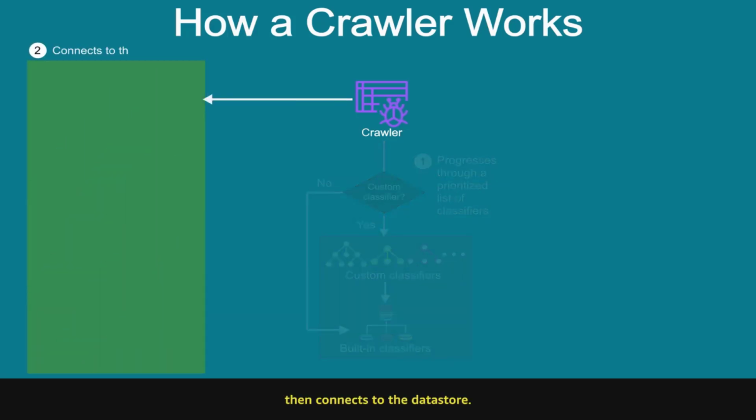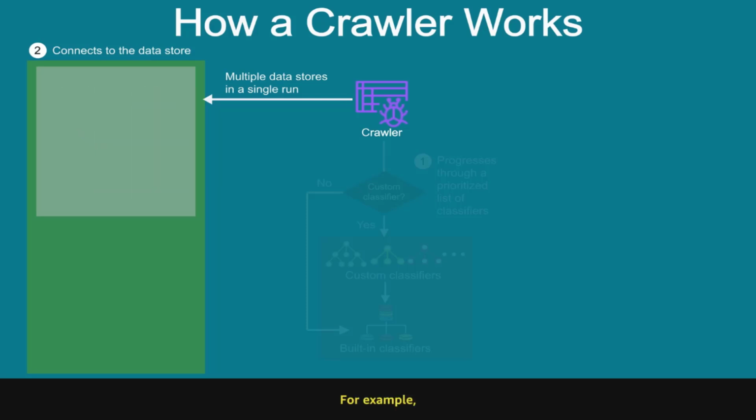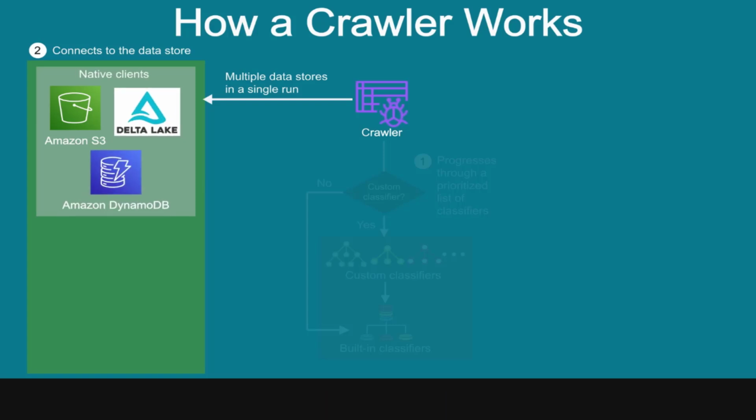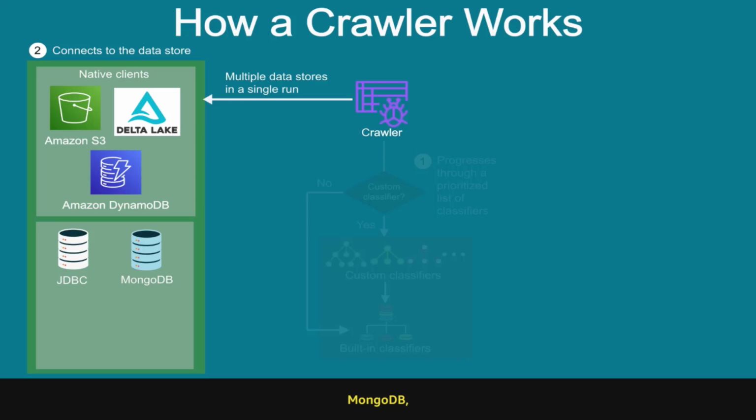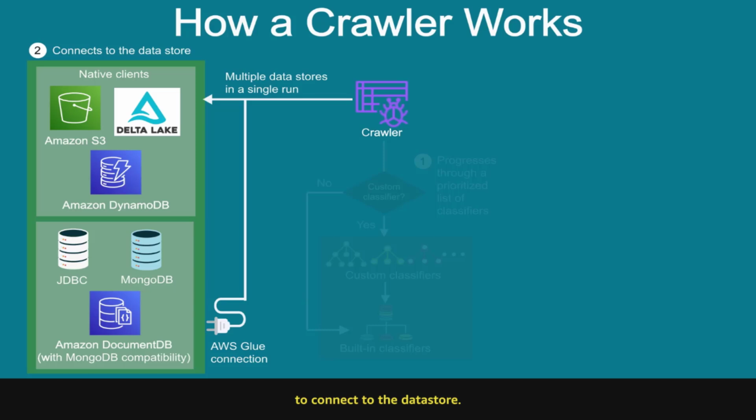The crawler then connects to the data store. A crawler can crawl multiple data stores in a single run. For example, a crawler can crawl data stores such as Amazon Simple Storage Service, or Amazon S3, Amazon DynamoDB, and Delta Lake natively. For Java Database Connectivity, or JDBC, MongoDB, and Amazon DocumentDB with MongoDB compatibility data stores, a crawler must use an AWS Glue connection to connect to the data store.